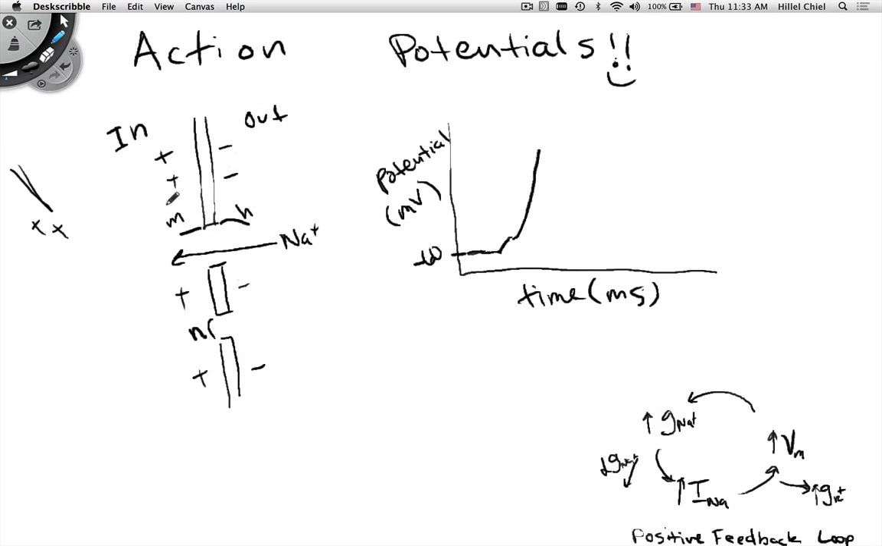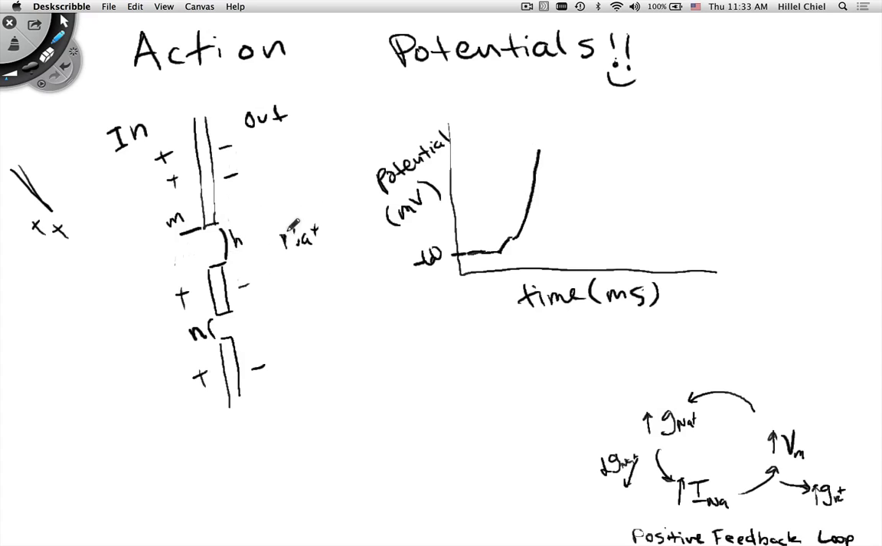Well, let's see. The M gate reacts really quickly, but it's happy being open. The H gate is very slow, but in this configuration it wants to be closed. When the membrane is very positive inside, it wants to close. The H gate wakes up and slowly closes. And so what happens to the sodium influx? It stops. Good. End of sodium influx.